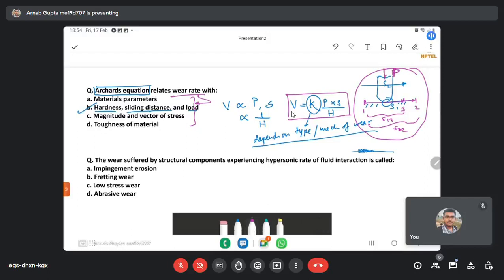Okay, so another question. Suppose after the sliding test, if you look at the surface, typically you will have a zone like this. So from point 1 to point 2, you have done some sliding test.